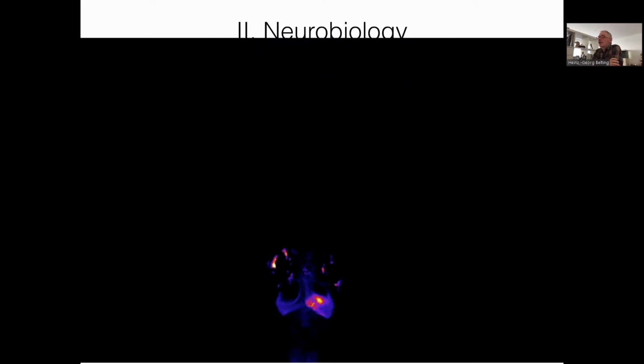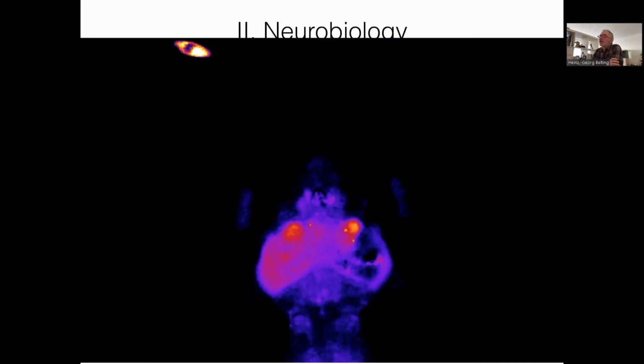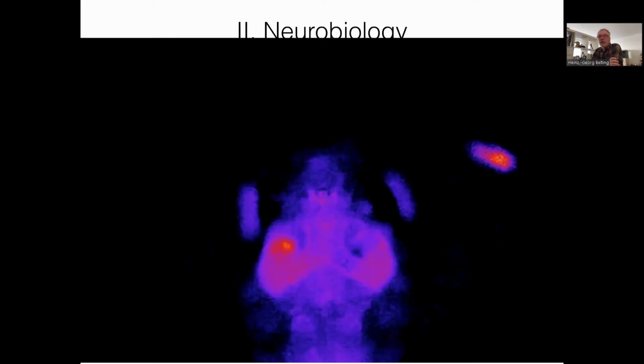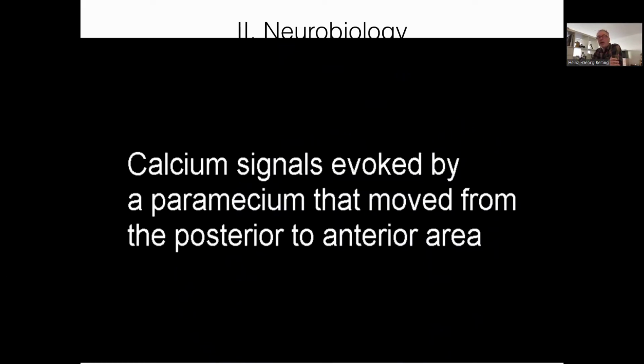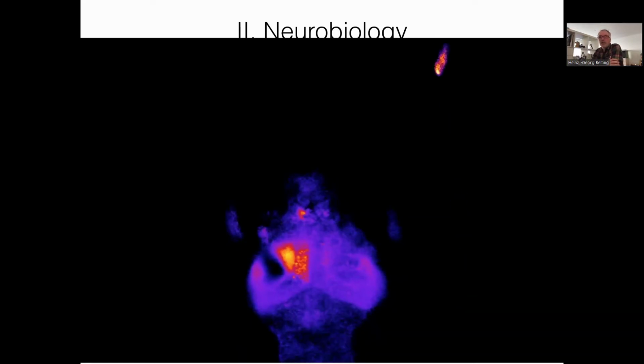So there's this fish, he looks at a paramecium swimming by. It's food for the fish. They like to eat it. And you see that different parts of the brain become activated depending on where the paramecium is swimming. And thereby, we can try to understand how the neuronal networks work, and the pathway from the eye, from the visual input, into how this is processed in the brain in the end.